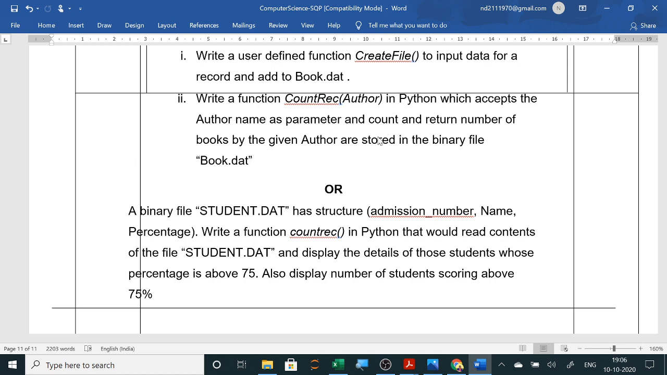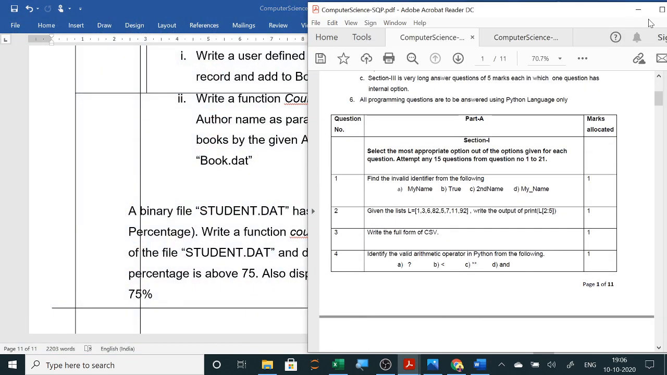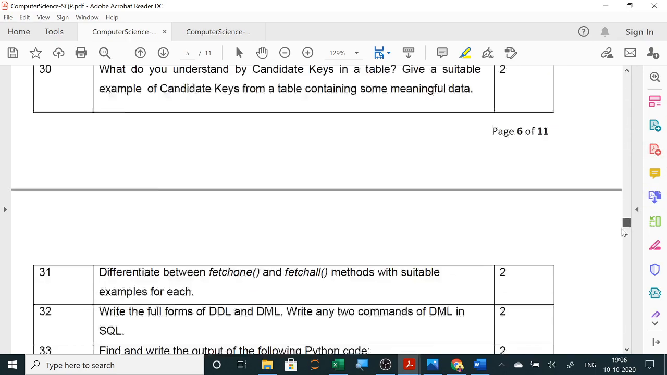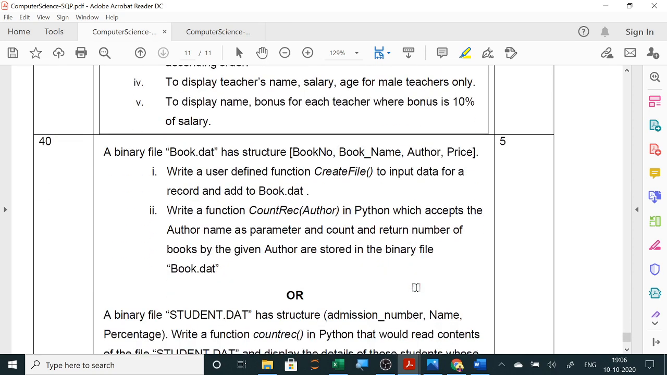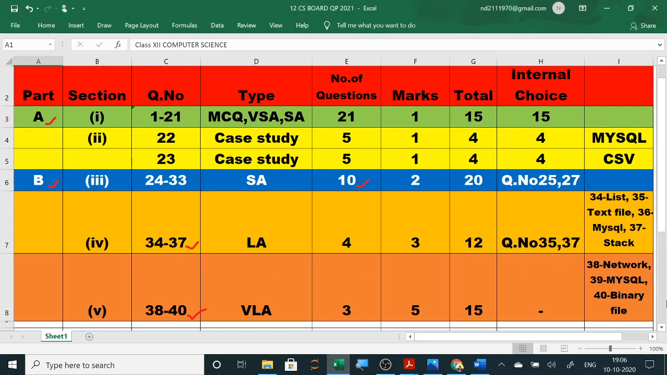So actually you will get this file, so you will not face any problem. This is your actual paper. At the end you can see SQL 5, and that file, that is the binary file, 5 marks question. So these questions we have to practice nicely. Total 40 questions are there, and this is your pattern. So we will follow this pattern now to prepare for our exams.